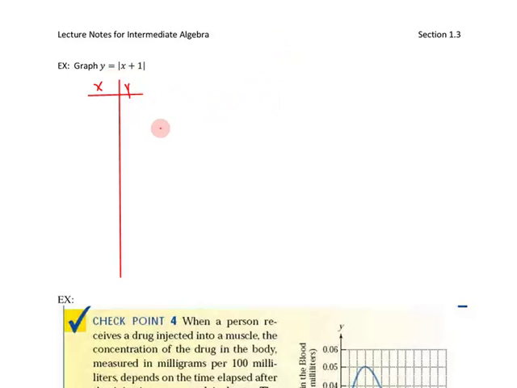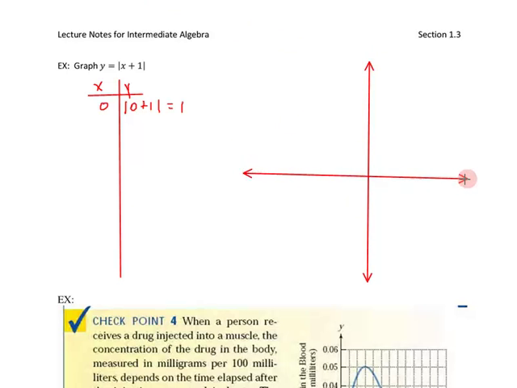Y is equal to the absolute value of x plus 1. So pick 0. So y would be equal to the absolute value of 0 plus 1, which is clearly 1. So that's the point 0, 1. 0, 1, it's right there.